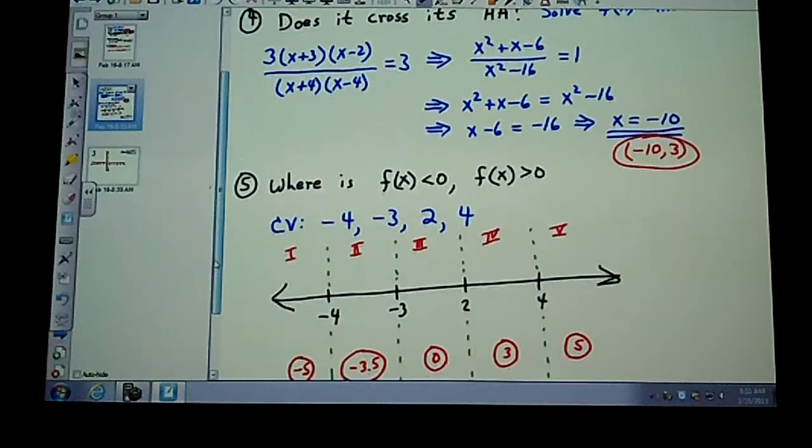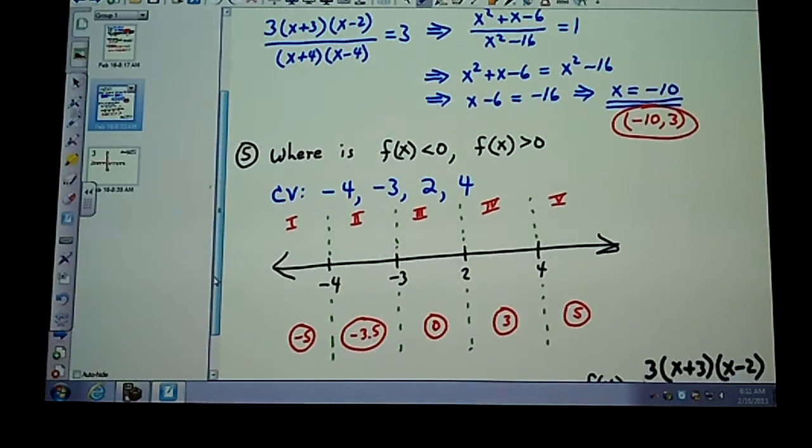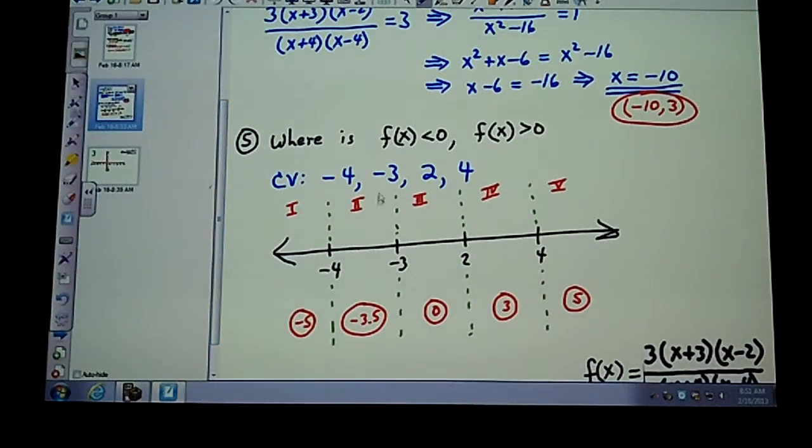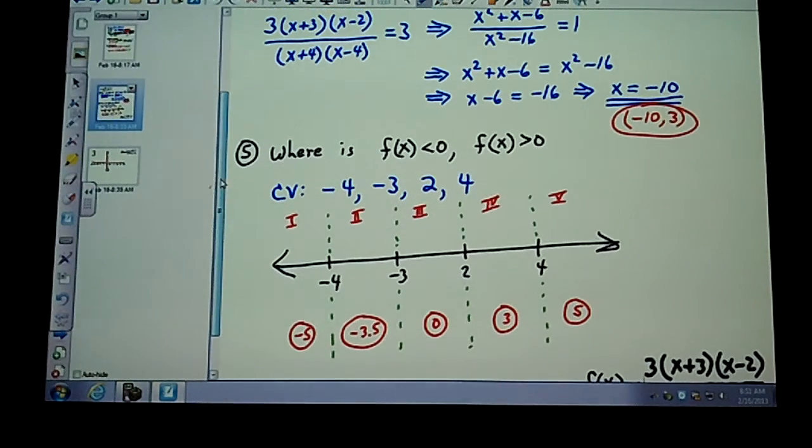The next thing we do is step 5, where we determine where the function lies above and below the x-axis. So we're looking for where the function is less than 0 or greater than 0. Typically, we find the critical values, which are the values that make either the top 0 or the bottom 0. Once again, I'm referring only to the simplified function. What I have here is a number line broken up into regions determined by these critical values.